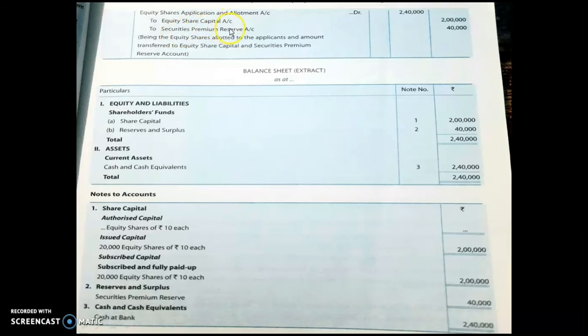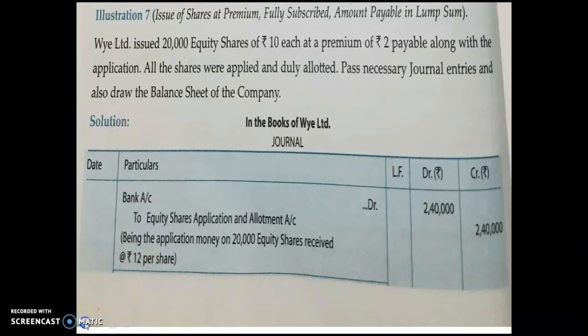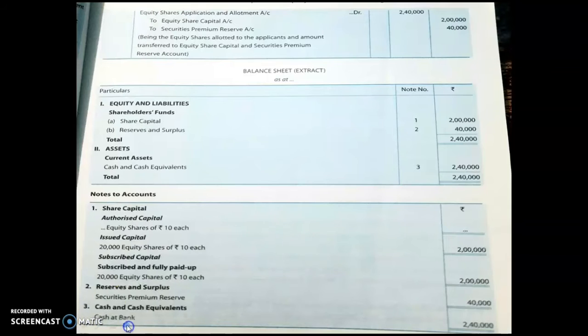Now to securities premium reserve account, how will you calculate this amount? That is 20,000 into 2 rupees. How much is the premium amount? It's 2 rupees. So 20,000 into 2 rupees will give you an amount of 40,000. So that is how you have received 2,40,000. Under equity share capital, 20,000 into 10 gives 2 lakh, and under securities premium reserve, 20,000 into 2 rupees of premium gives 40,000.